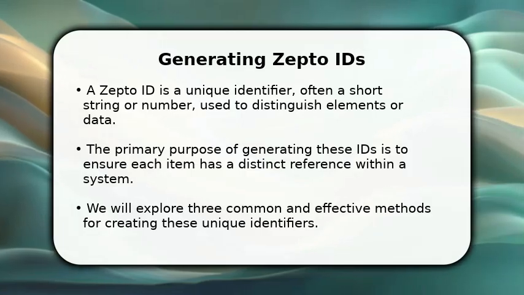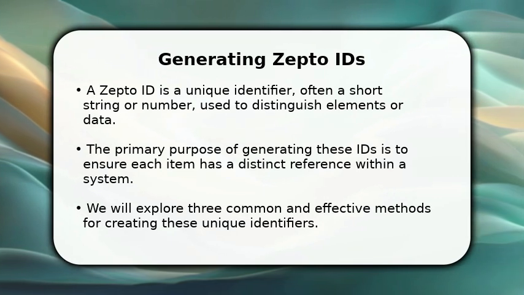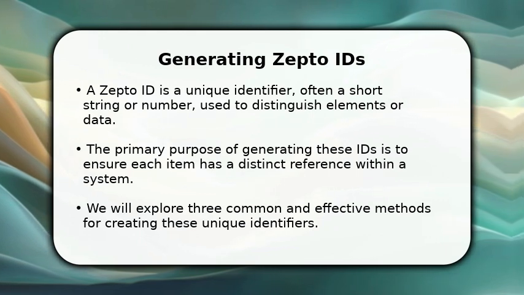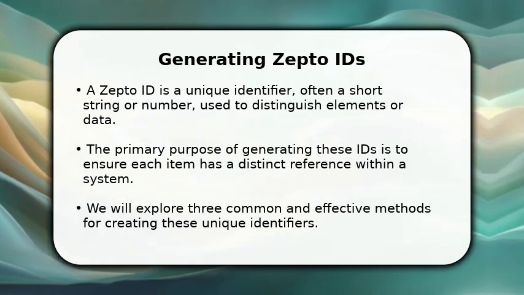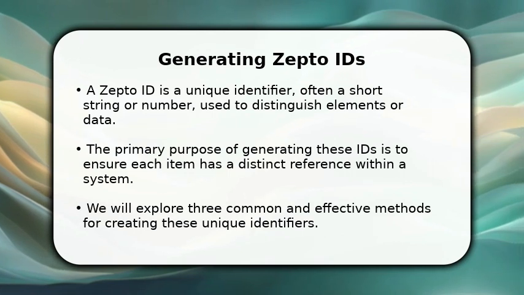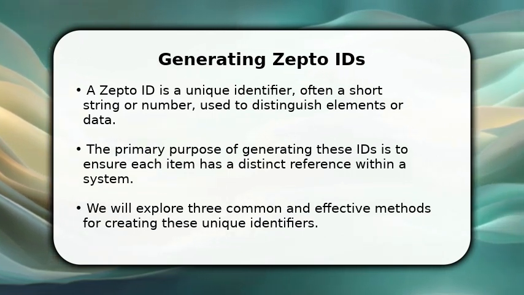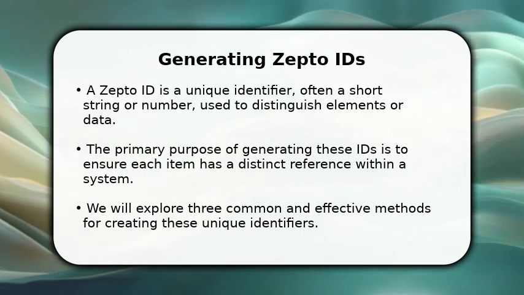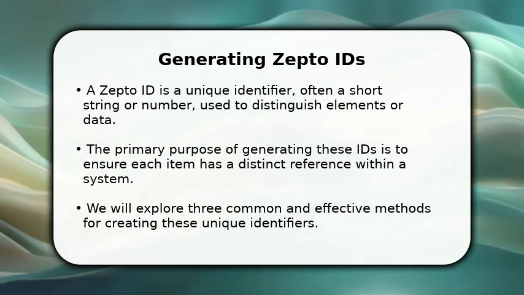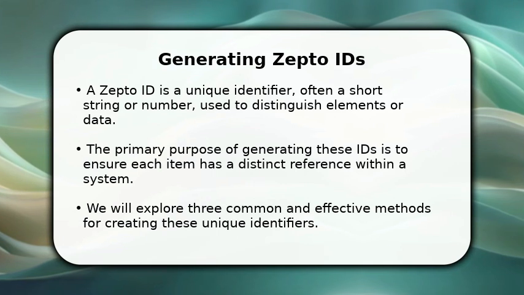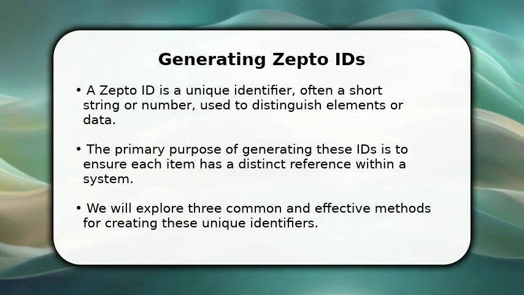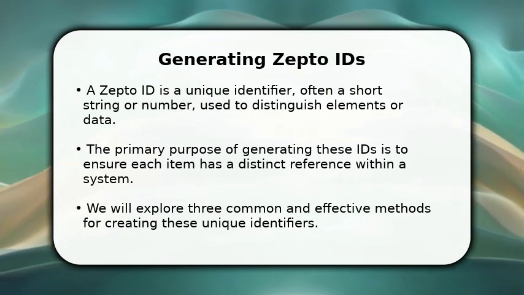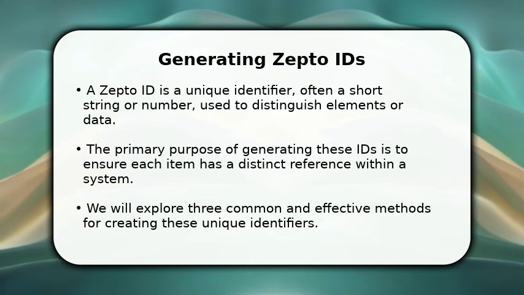In this video, I will explain how to make Zepto ID. First, understand that a Zepto ID is essentially a unique identifier, often used for elements or data within a system. Its primary purpose is to distinguish one item from another, ensuring no two items share the same identifier. We will explore several straightforward methods to generate these unique strings, focusing on their practical application and ease of implementation in various programming scenarios. Let's dive into the first approach.